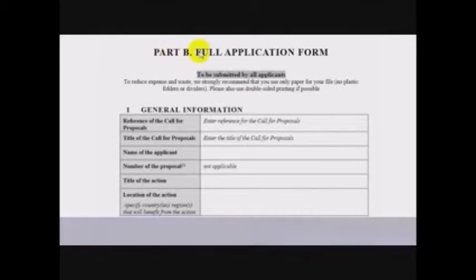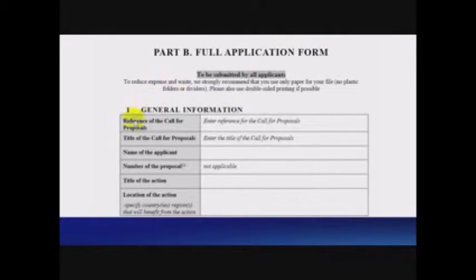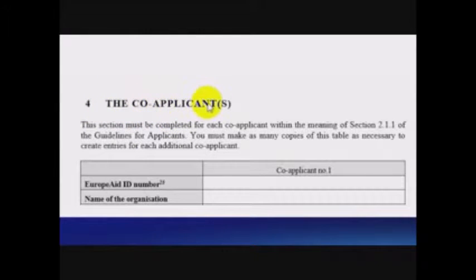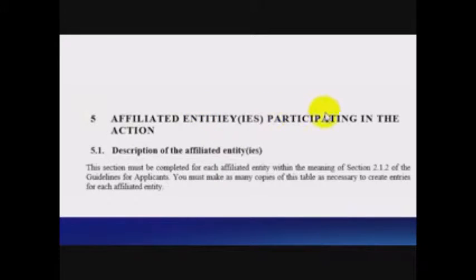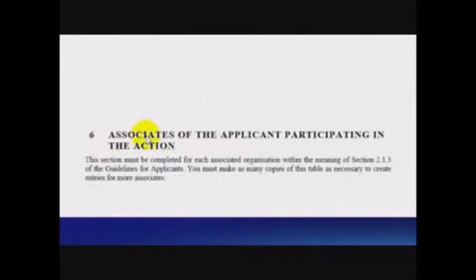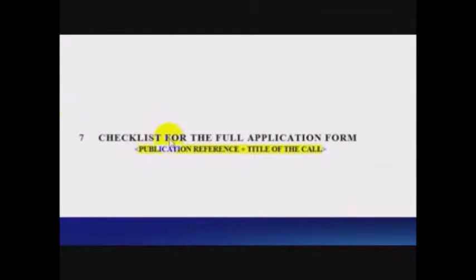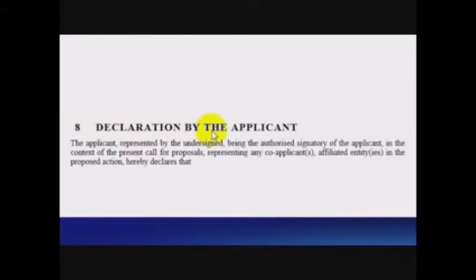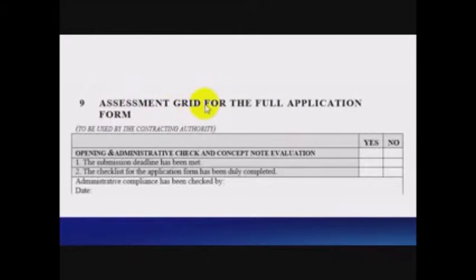In the full application form, you will have to include: 1. General information. 2. Information about the action. 3. Information about the applicant. 4. Information about the co-applicants. 5. Information about the affiliated entities. 6. Associates of the applicants participating in the action. 7. Checklist for the full application form. 8. Declaration by the applicant. 9. Assessment grid of the full application form.